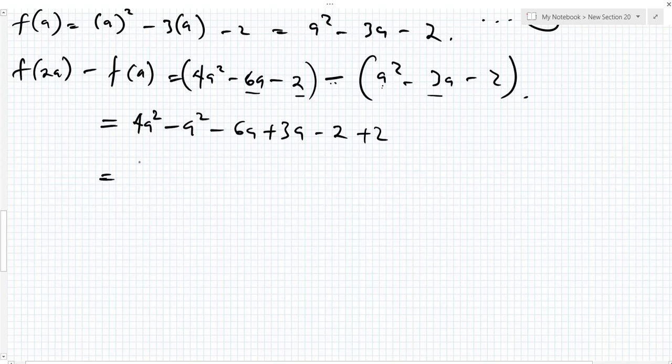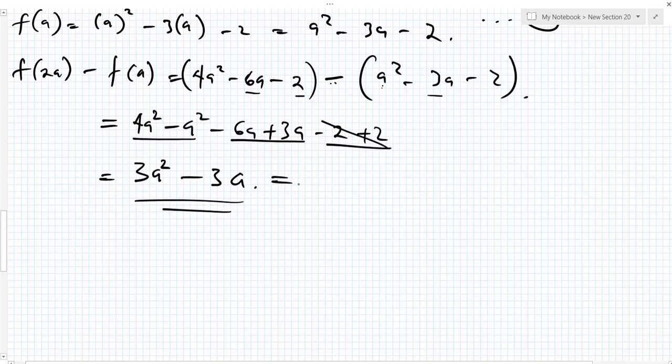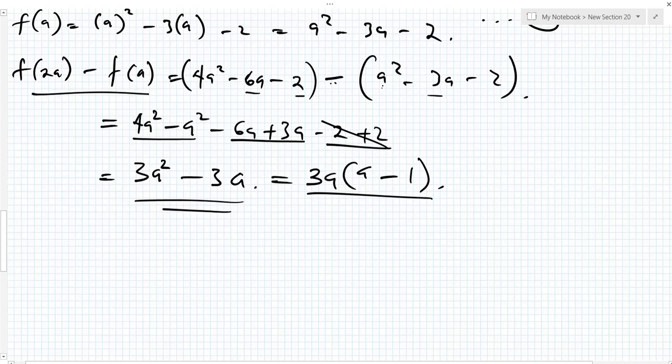So for this we have 3a squared. For this we have minus 3a. For this, this will cancel this, so we are left with this. 3a is a common factor. If you use 3a to divide this, you have a. If you use 3a to divide minus 3a, you have minus 1. So you're left with this. This is the final expression in terms of a.